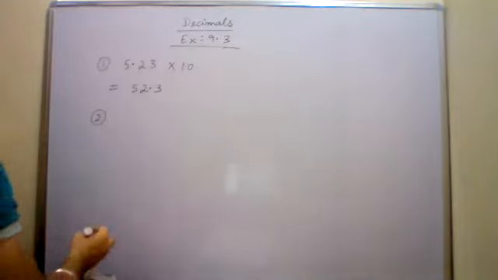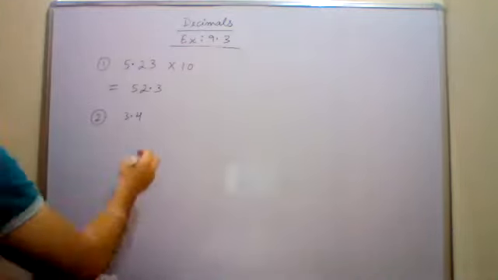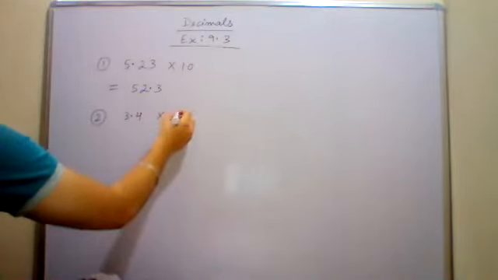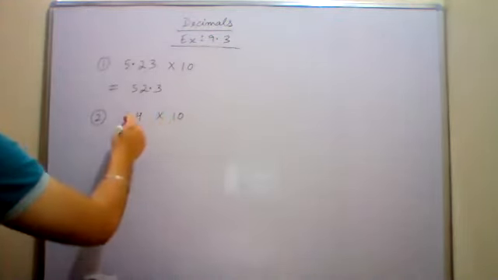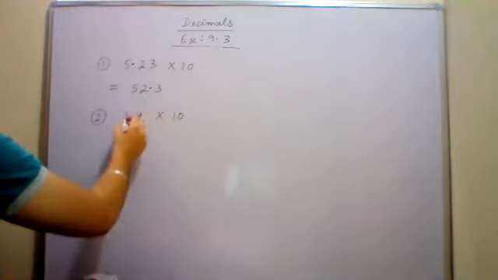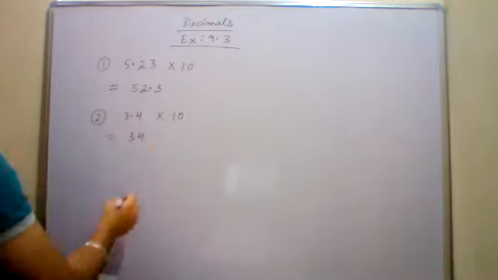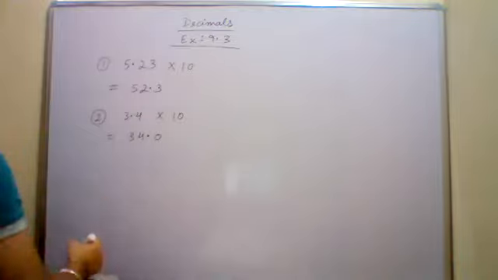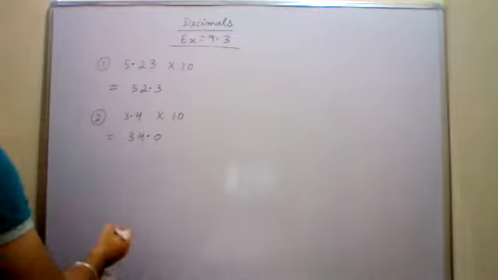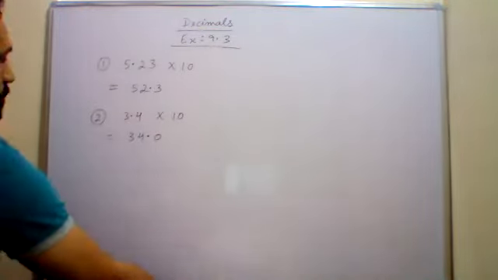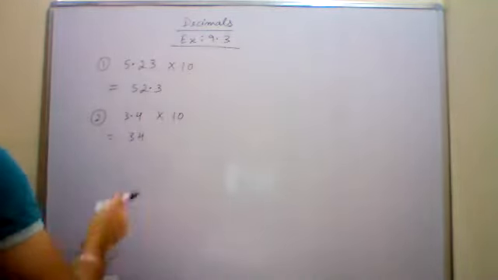The second question is 3.4 multiplied by, again, 10. So when you are multiplying a decimal number by 10, you will move the decimal one place to the right side. So this will become 34.0, because after 4 there is no digit. And 34.0 is equal to 34 only. So your answer will be 34. No need to write decimal in this case.